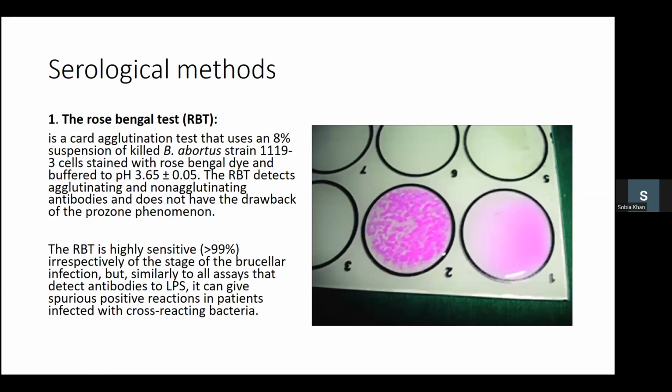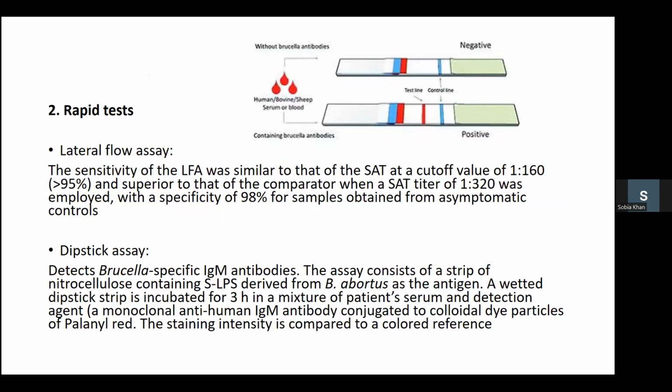So these are the various serological methods that have been devised throughout these years. The Rose Bengal test is a very sensitive test, more than 99% sensitive, and it uses the lipopolysaccharide as the antigen target. However, as discussed previously, there is a chance of cross-reactivity because of that. And this is an agglutination test, as you can see in the picture. Then rapid tests have been devised, which include the lateral flow assay and the dipstick assay. Both of these have lipopolysaccharide as the antigenic target, and antibodies to these targets in the patient's serum are detected. Both of them have good sensitivity and specificity. Also, they're rapid tests. However, more data is needed to initiate these tests in clinical setups.